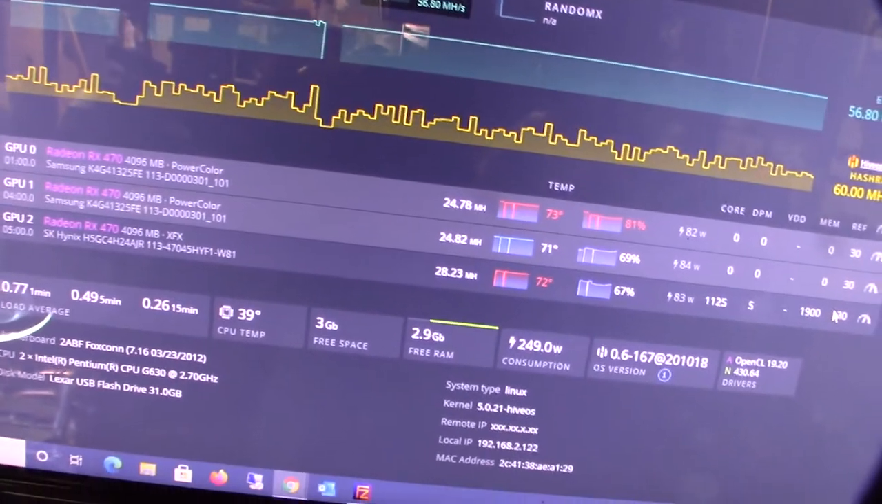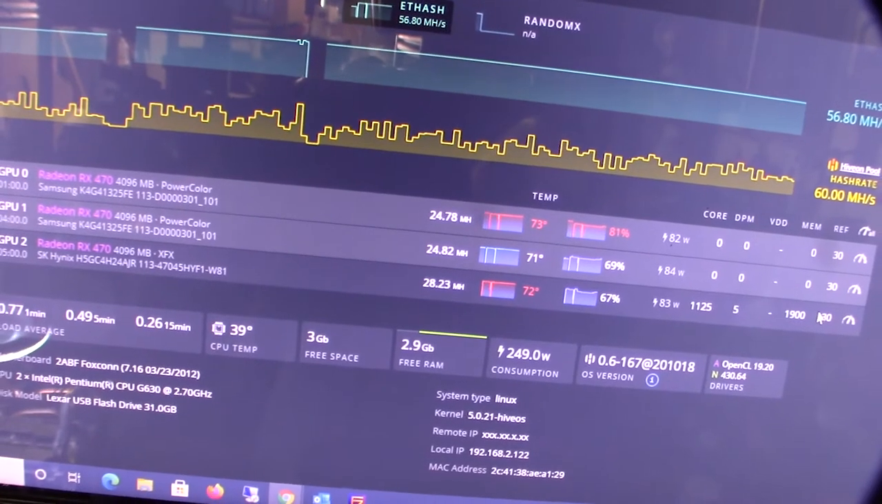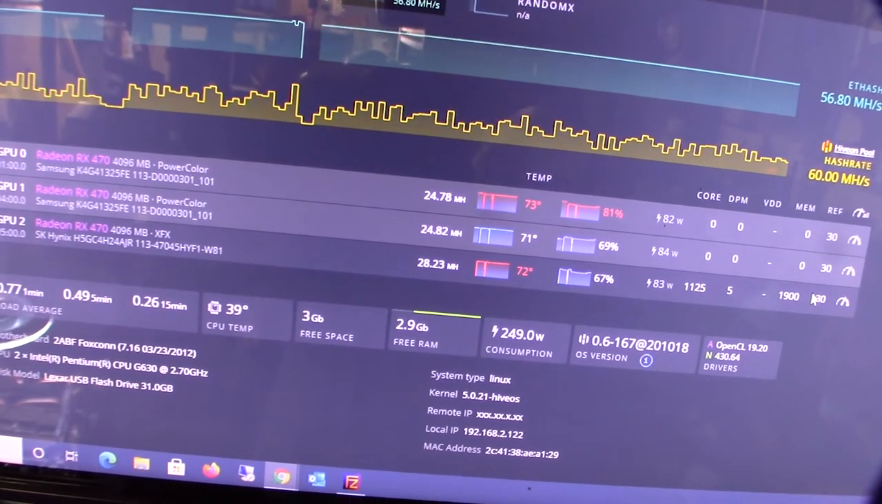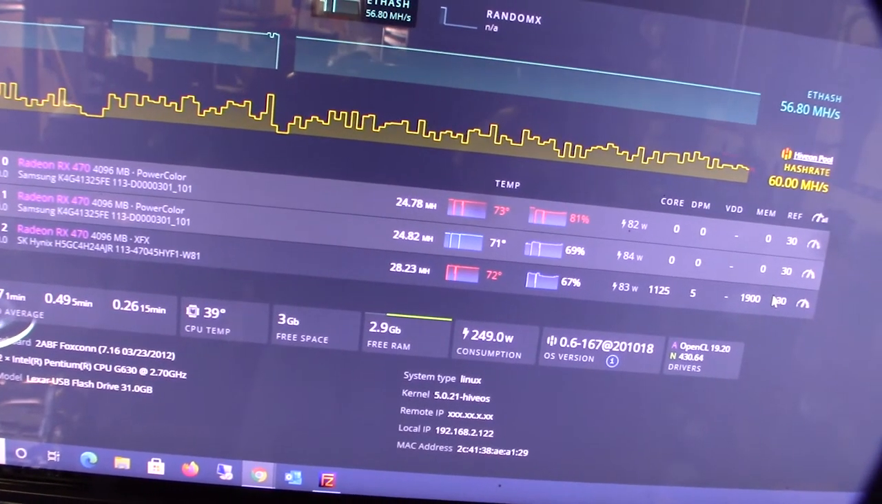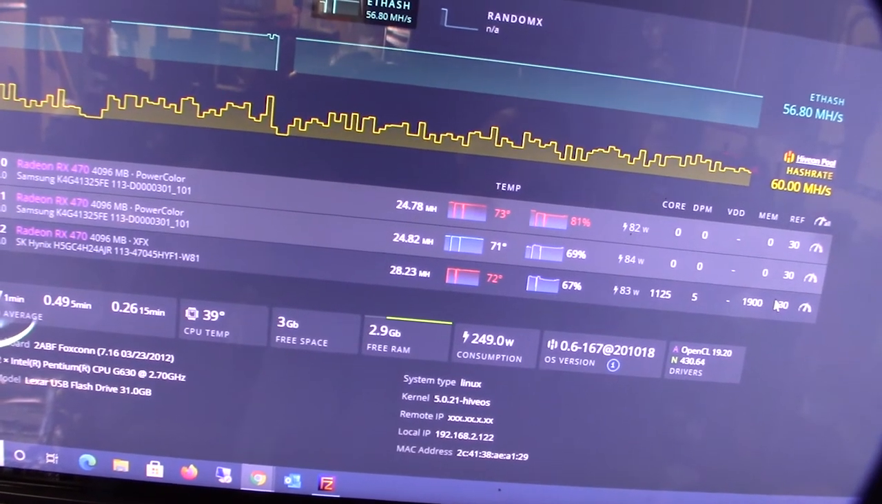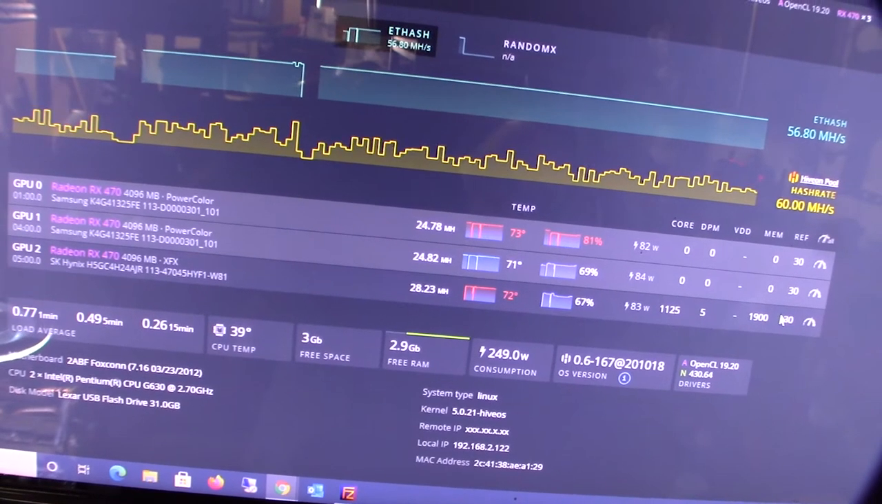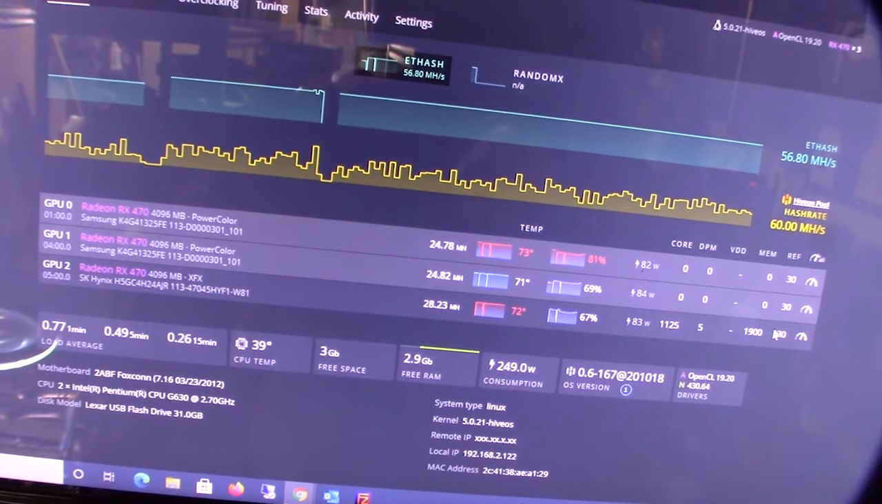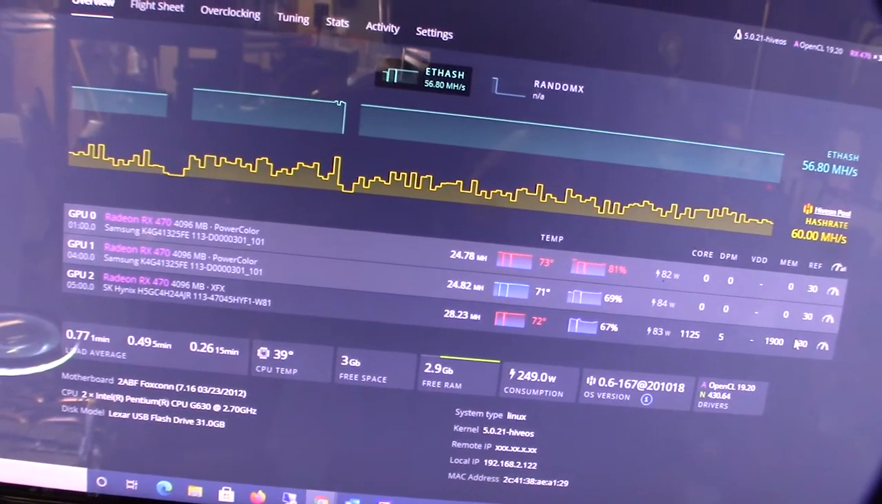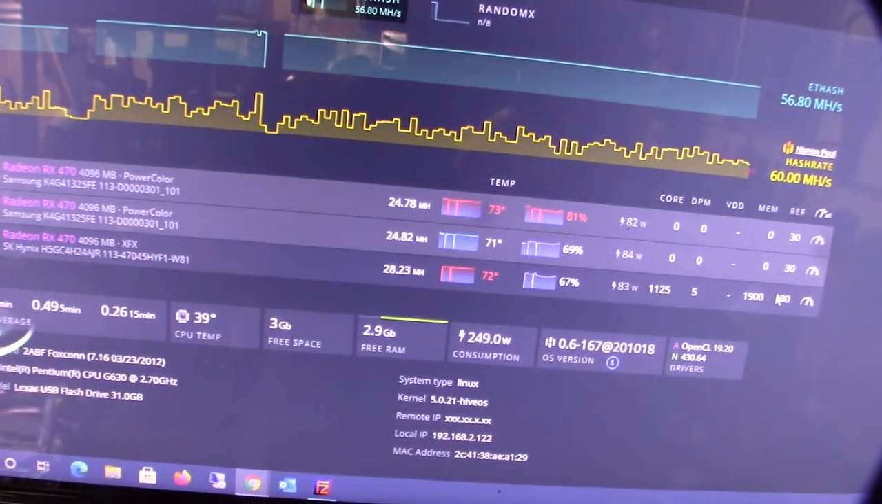Let me show you this real quick in Hive. So the top two are the Powercolors. Getting 24, I'm not really pushing the cards right now, just because it kept on crashing on me last night. I got frustrated. So 24.78, 24.82, and then the one below it is the XFX, and that's running 28.23.